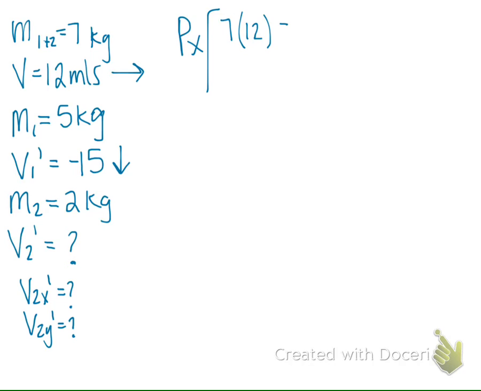Okay? So post-collision now we have a 5 kilogram object. Does it have any horizontal velocity? No, because it's moving negative 15 meters per second or south. Okay? Our second object, our 2 kilogram object, we want to solve for its velocity in the horizontal direction. So we're going to solve for v sub 2 x prime in this equation.